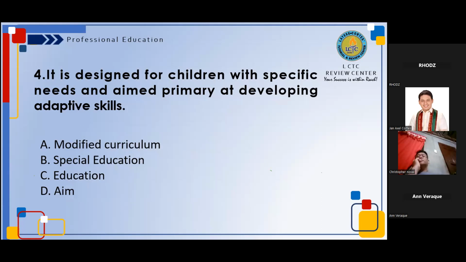But in order to suit the level of our learners for special and inclusive education, our agency, the Department of Education, is also modifying its curriculum. Modified or adjusted, the curriculum to suit our special and inclusive education. But for this item, it is special education. Okay?